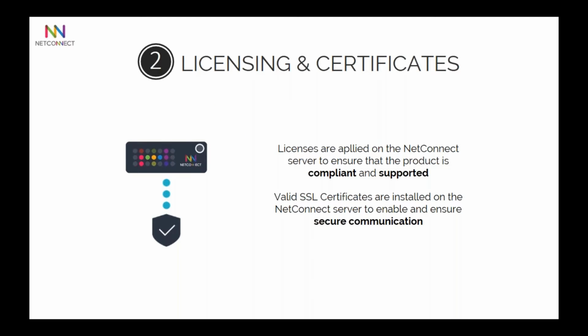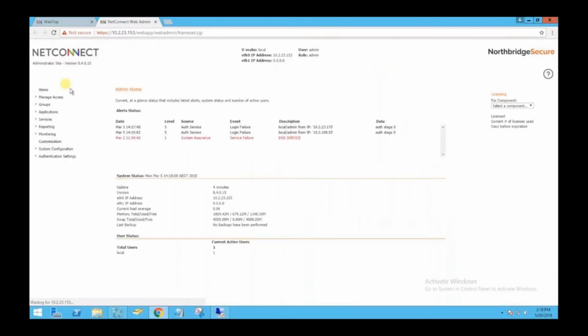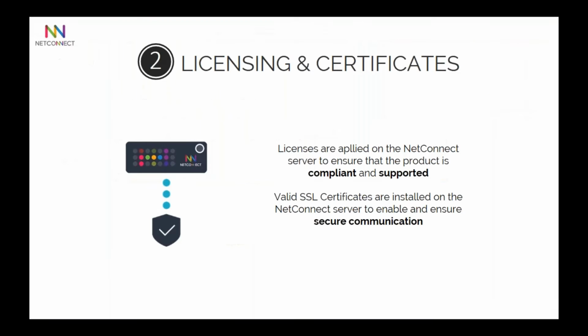So now you've got your NetConnect server installed, you'll need to license the server, and you'll need to put a certificate on there to ensure that the connections are secure. So I'll just go back a couple of steps just to show you. Up here, you'll see in the top left, at this stage, your NetConnect server is not secure. That's because an SSL certificate has not been added. So we'll cover that off in a moment.